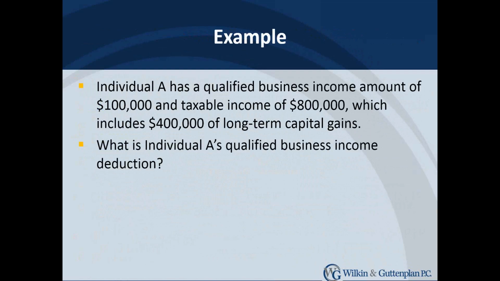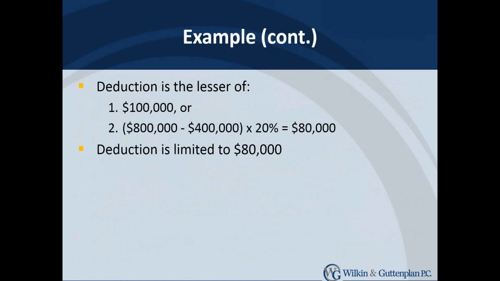So here's an example. Individual A has a qualified business income amount of $100,000 and taxable income of $800,000, which includes $400,000 of long-term capital gains. What is individual A's qualified business income deduction? So the deduction is the lesser of $100,000, which is the calculated deduction, or $800,000 less the $400,000 of long-term capital gains, at 20% of your adjusted taxable income, coming to $80,000. So you can see again, this taxpayer would be subject to a limitation, and their deduction would be limited to the $80,000 based on taxable income.